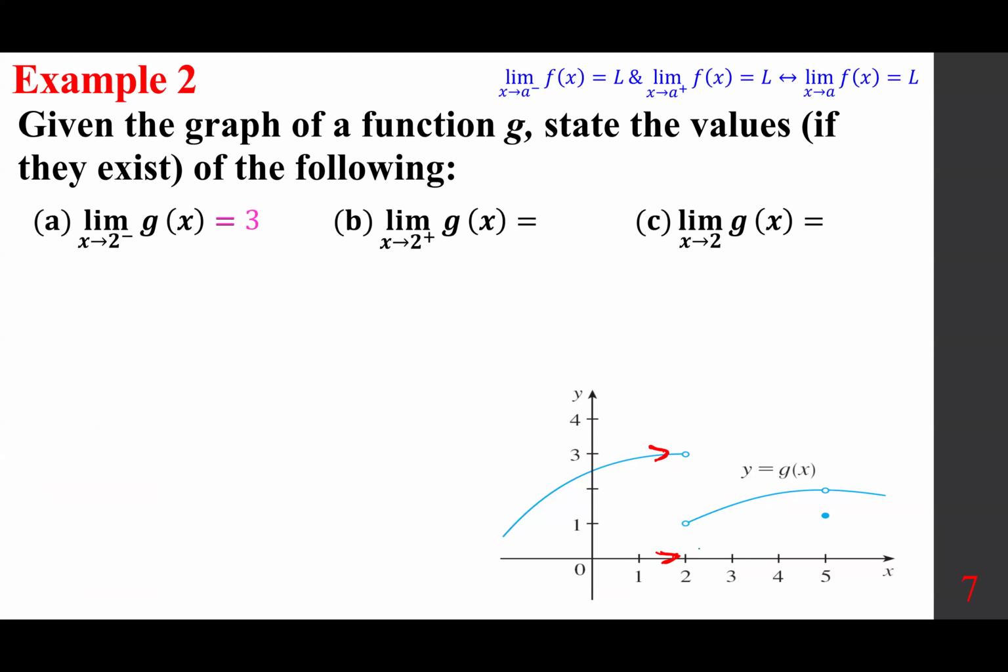Approaching 2 from the right, that means we move this way along the x-axis. We use this branch, and we are moving towards this hole, which has a y coordinate 1. These two are the same? No. Therefore, the limit of g of x as x approaches 2 does not exist.